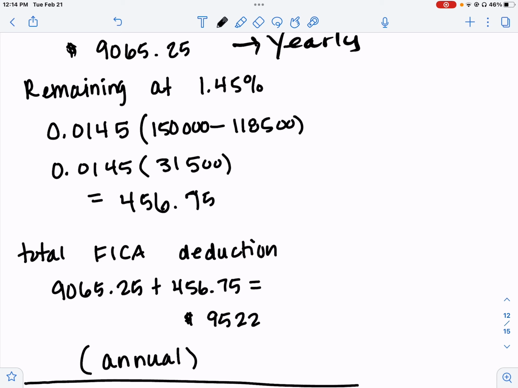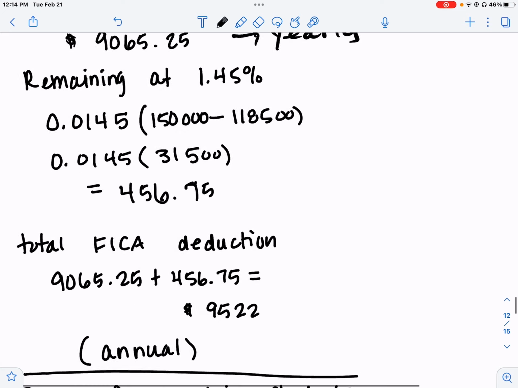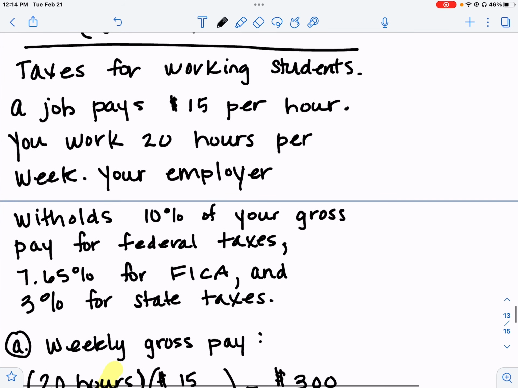Okay, so this is annual. So what your company does is break that down to estimate it, to divide it into your paychecks each time. Okay. Taxes for working students. A job pays $15 per hour. You work 20 hours. Your employer withholds 10% of your gross pay for federal, 7.65% for FICA, 3% for state.